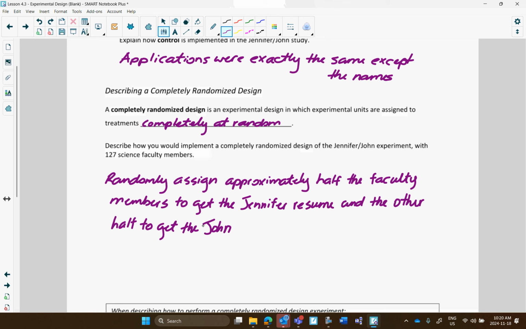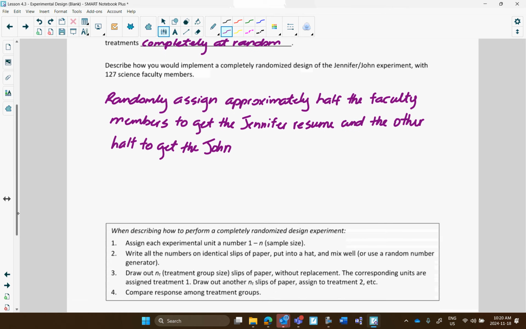And probably the best way to do random assignment would be, Brooke, how would we randomly assign? What would we use? Spinning wheel, thank you. Okay. Otherwise, we might just use a random number generator. Okay. And you can see how we can randomly assign in that box below.